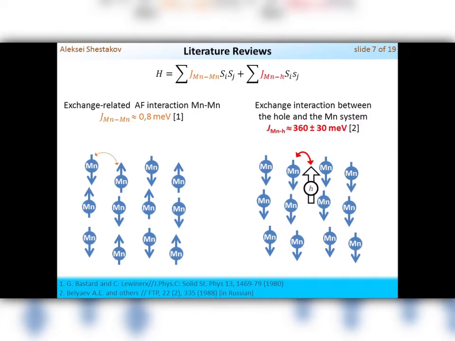Let us consider the model of the formation of a magnetic polaron in more detail. From the experimental studies obtained earlier, it follows that the manganese ions interact antiferromagnetically, and the constant of antiferromagnetic interaction is 0.8 millielectron-volts. The exchange interaction of a hole and a manganese ion is much larger, equal to 360 millielectron-volts. The hole rotates all the nearest manganese ions antiferromagnetically toward itself, and the manganese ions form a ferromagnetic order.